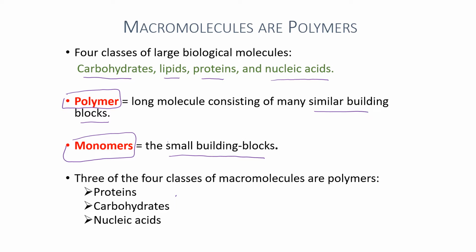Three of the four classes of macromolecules are polymers. They are proteins, carbohydrates, and nucleic acids. All these three macromolecules are composed of monomers. The monomers for proteins are amino acids. There are 20 different types of amino acids. For carbohydrates, the monomers are monosaccharides, and for nucleic acids, the monomers are nucleotides.